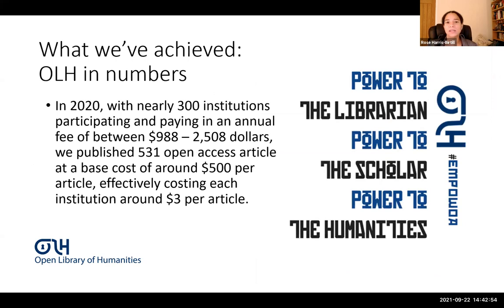Well, in 2020, so last year, with nearly 300 institutions participating and each paying an annual fee of between $988 and $2,500, we published 531 open access articles. And this was at a base cost of around $500 per article. That effectively cost each institution around $3 per article, so it's about £2.20.